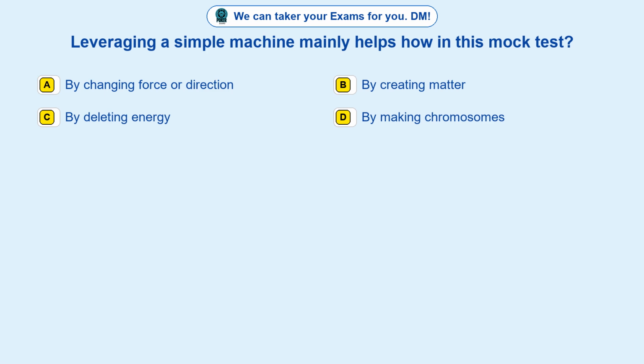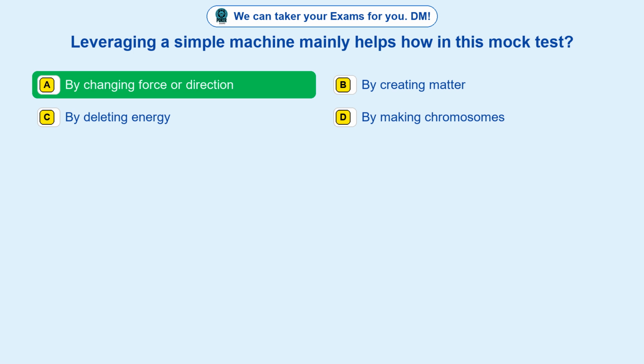Question 63. Leveraging a simple machine mainly helps how in this mock test? Option A, by changing force or direction. Option B, by creating matter. Option C, by deleting energy. Option D, by making chromosomes. The correct answer is option A.